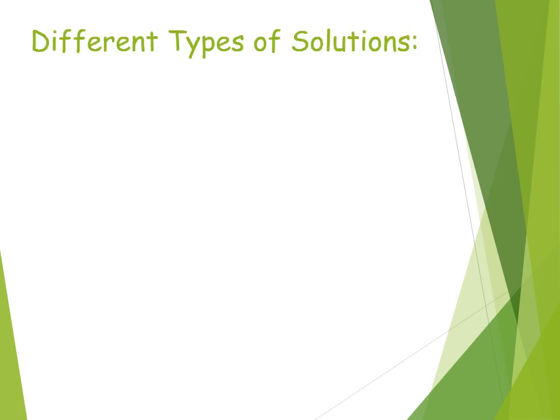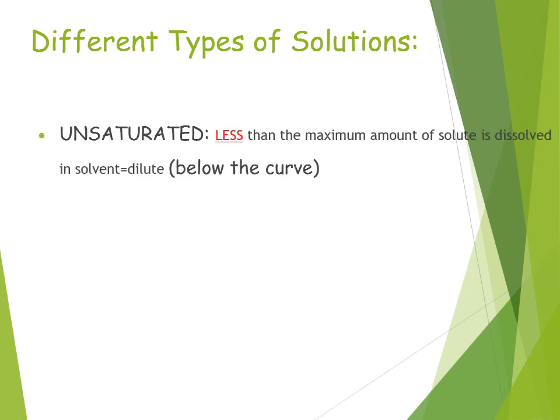With our solutions, we're going to have three categories when looking at solubility. We can be unsaturated, where less than the maximum amount of solute is dissolved. Think of just sprinkling a little bit of salt into a pot of water before boiling it. All of that salt will dissolve, and if you wanted to add more salt, you could. It would continue to dissolve.